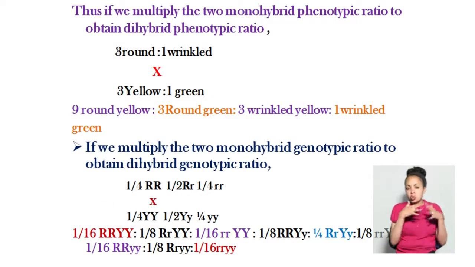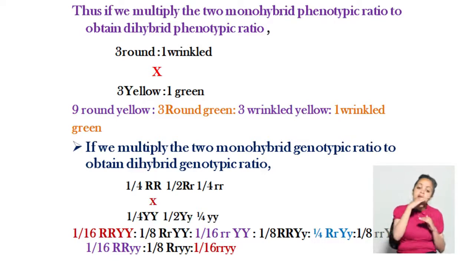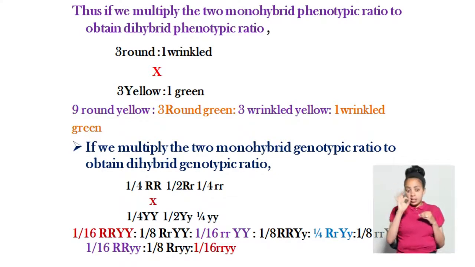Thus, if we multiply two monohybrid phenotypic ratios, we can obtain the dihybrid phenotypic ratio. For example, the end product of the phenotypic ratio in the F2 generation during a monohybrid cross is a 3-to-1 ratio: 3 for dominant, 1 for recessive, and again 3 for dominant, 1 for recessive. Let me cross them together. 3 round with 3 yellow becomes 9 round yellow.